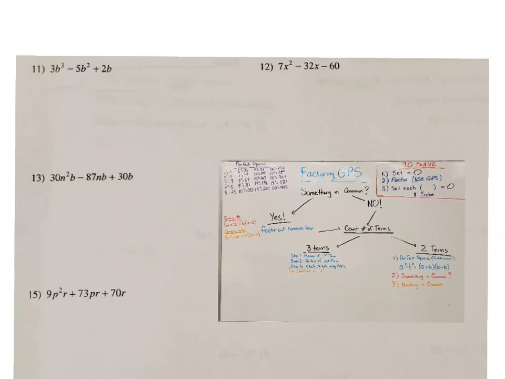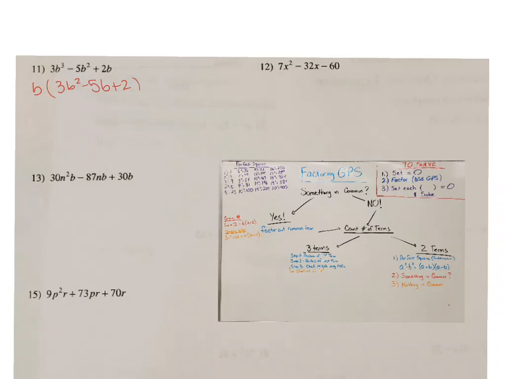So, is there something in common? No. Oh, I lied. See, all three have a B. So there is something in common. They have a common term. They actually have a common letter. So I take out the B, because they all three have at least one B. I'm going for 3b squared minus 5b plus 2.